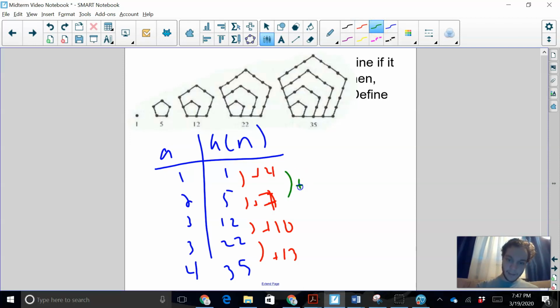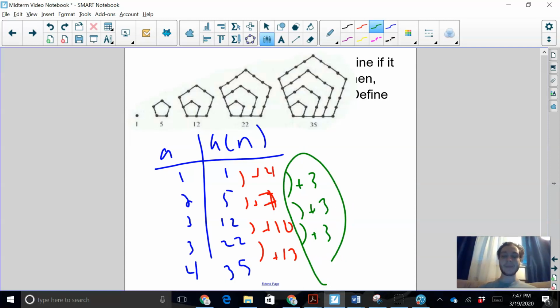Well, 4 to 7 is plus 3. 7 to 10 is plus 3. And 10 to 13 is plus 3. Oh my goodness, those are the same. Aren't they the same? Okay, that is the common second difference now. Because the common second difference is the same, we can now call this a quadratic sequence.